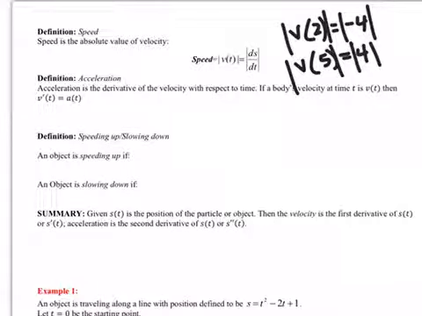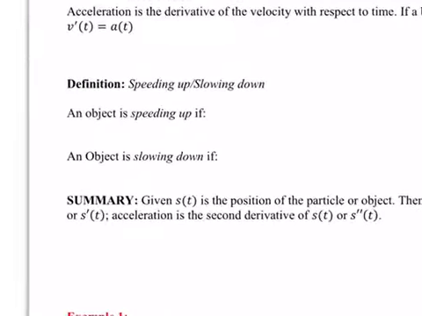Okay, so the definition of acceleration is the derivative of the velocity with respect to time. If a body's velocity at time t is v of t, then the derivative at that point is the acceleration. So how do we know if an object is speeding up or slowing down? Well, here's how we know that.